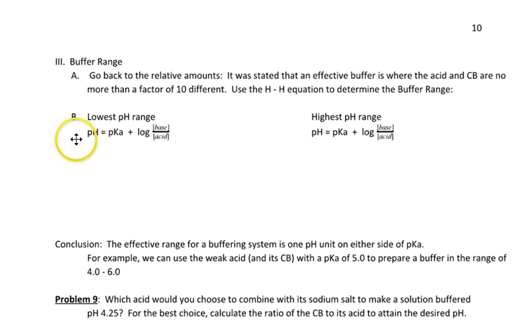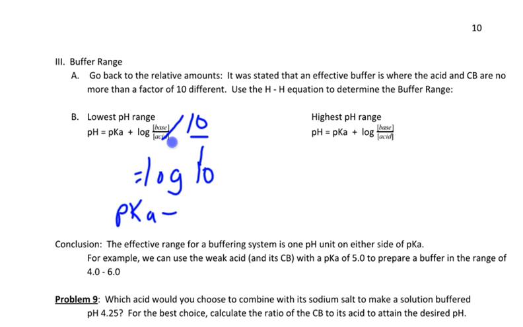All right, so pH is equal to pKa plus the log of the base over acid. Let's say the base is 10 times bigger. That's really the maximum you can get. Well, what's the log of 10? Isn't that equal to 1? So we take the pKa and just add 1. That's the upper limit of your buffer.